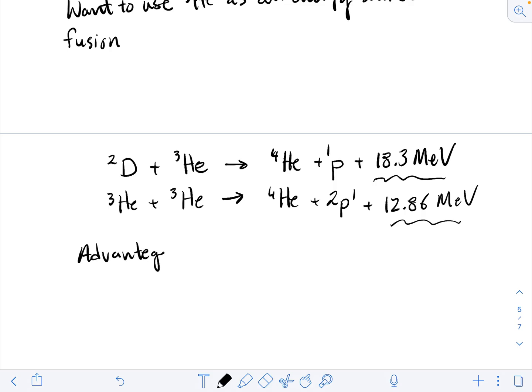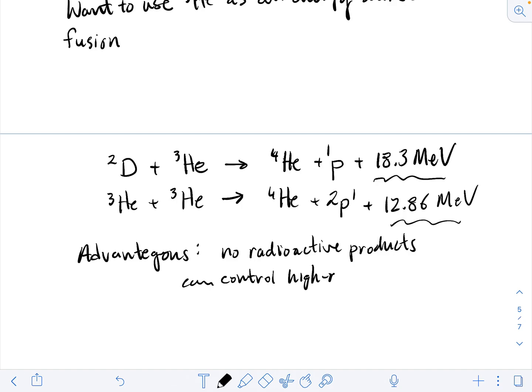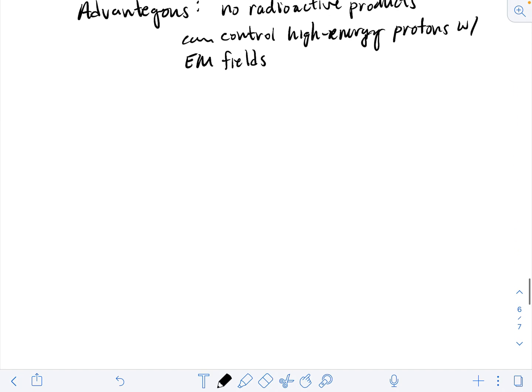The advantage of this process is that there are no radioactive products. You just get helium-4, which is not dangerous, and then you get some high energy protons, but you can control the high energy protons with electromagnetic fields. It's a charged particle, obviously, and so you can steer it and control it just with electric and magnetic fields. And then you want to try to harvest that energy.